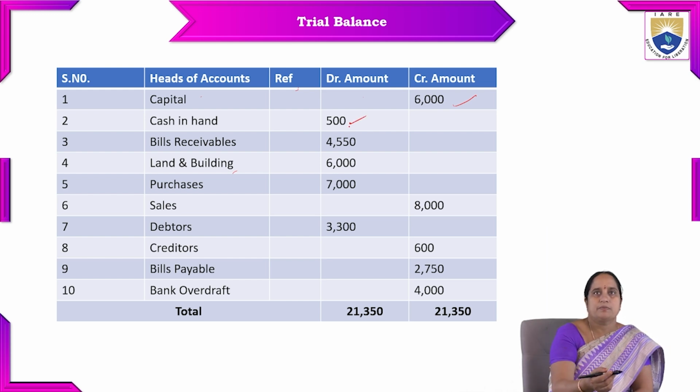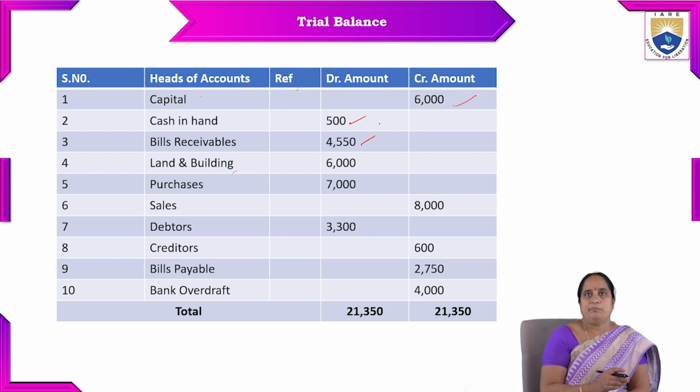Bills receivables. So this is again an asset. So ensure that it should be mentioned on debit side. Land and building asset, debit side. Purchases, expense, debit side because it is a nominal account.